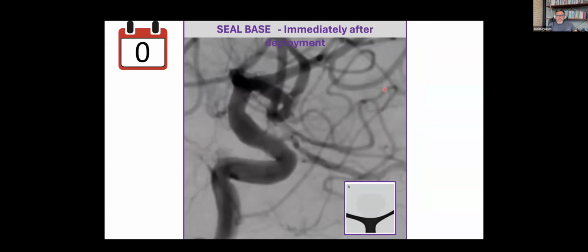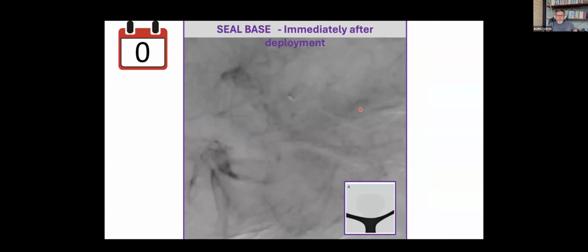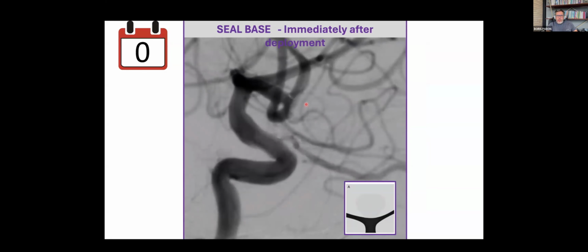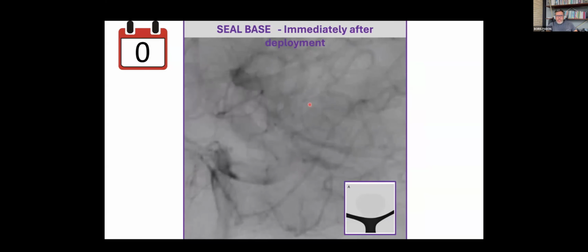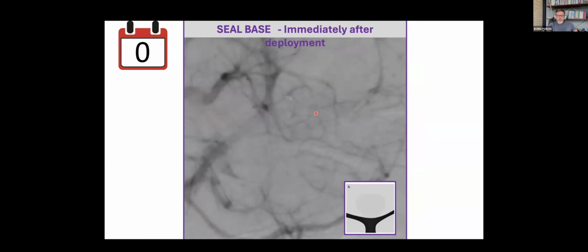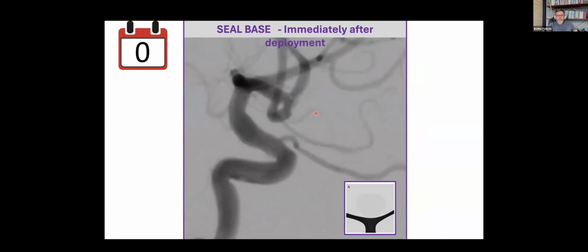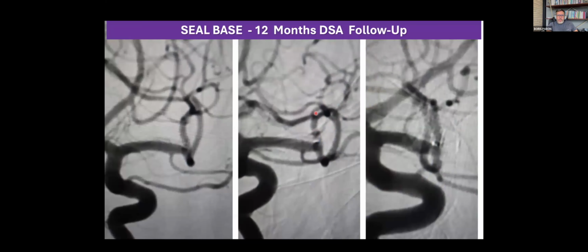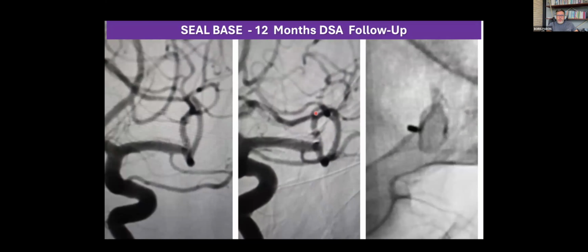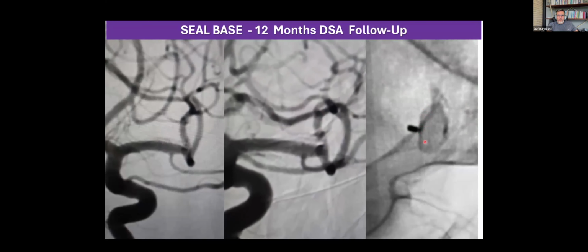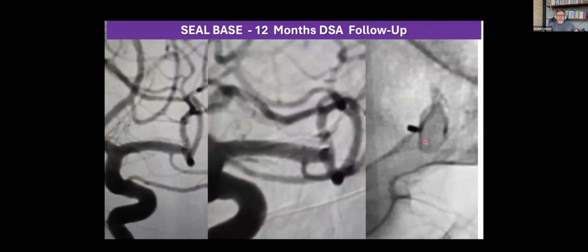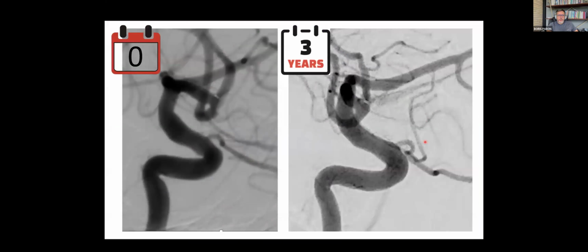Obviously, it was a bleeding case. The patient wasn't under any antiplatelet. Probably you may get a really good immediate angiographic result like this. And here is 1 year after the procedure. You may see here how the device looks after 1 year. The aneurysm remains completely closed.